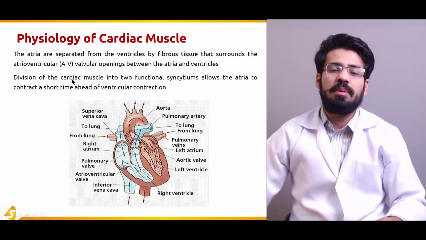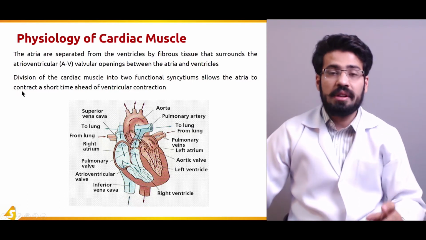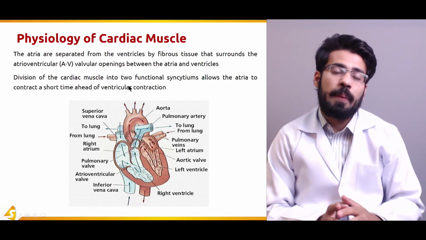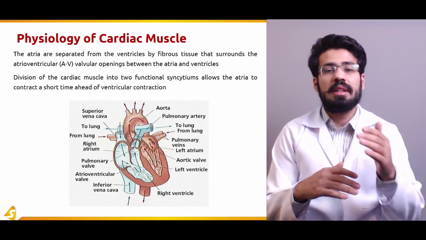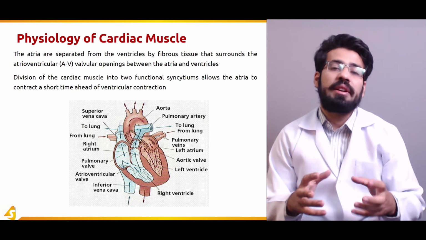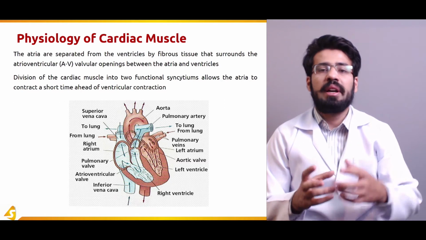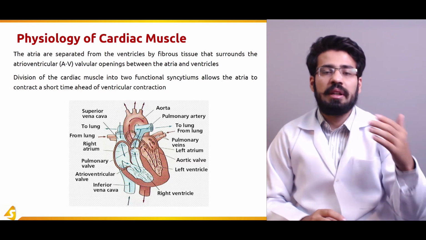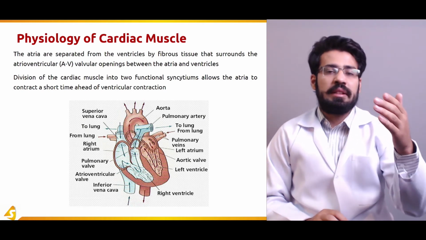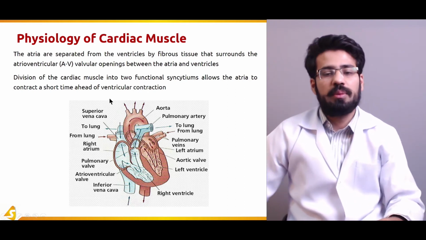Now, the division of the cardiac muscles into two functional systems allows the atria to contract. This is very important to understand. Because the heart has been divided into two major portions, the atria and the ventricle, this allows the atria to contract just before the contraction of the ventricle, so that when the ventricles contract, the atria have already contracted. This results in the sending of the blood from the atrium to the ventricle, and after that the ventricle contraction will occur.